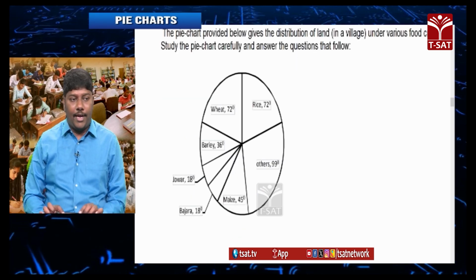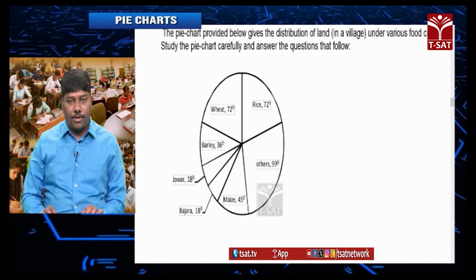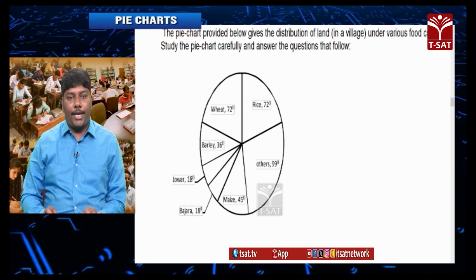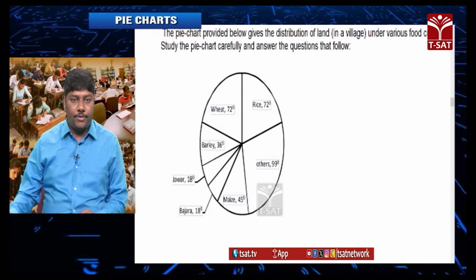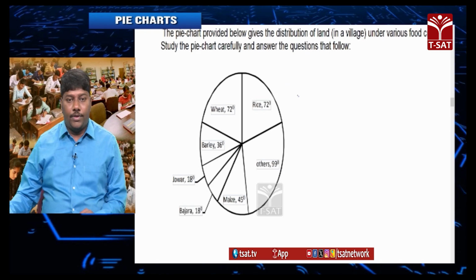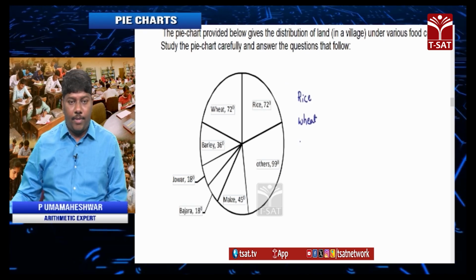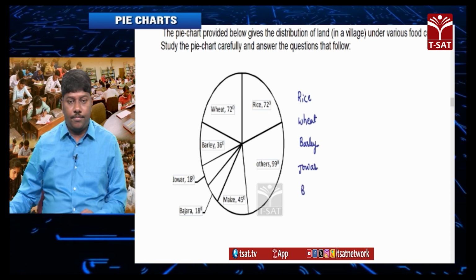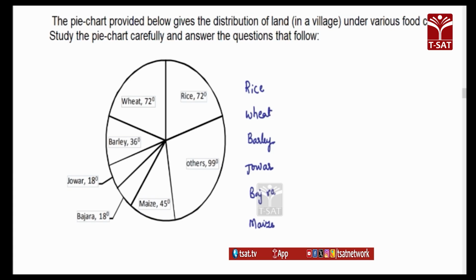Now look at the next graph here. The pie chart provided below gives the distribution of a land under the various food crops. Study the pie chart carefully and answer the question that follows. Now look at the food crops which are given there. So first rice, take it anti-clockwise, wheat, barley, jowar, bajra, then maize, then after that others.